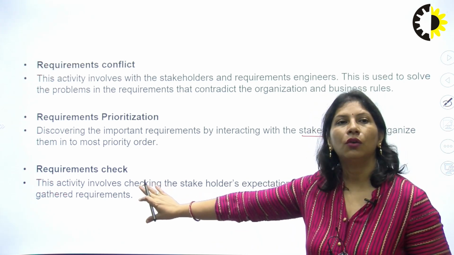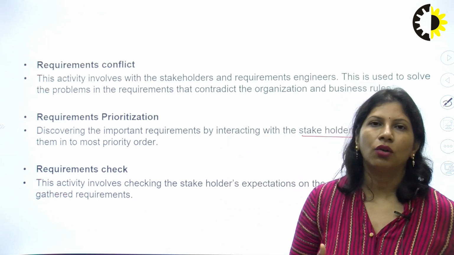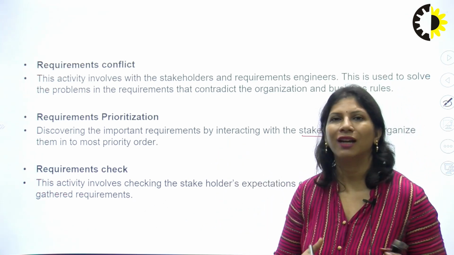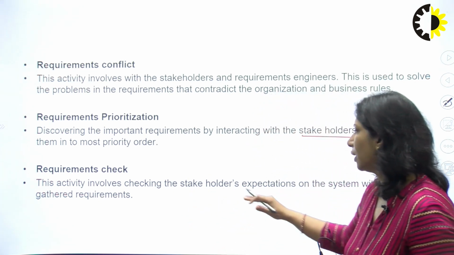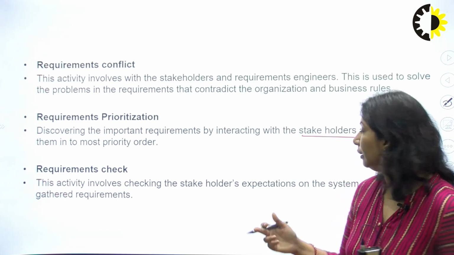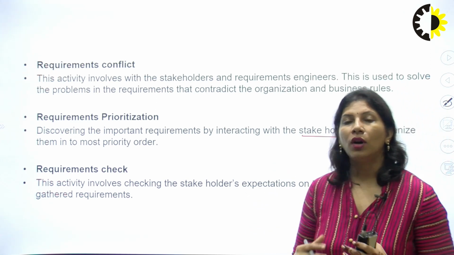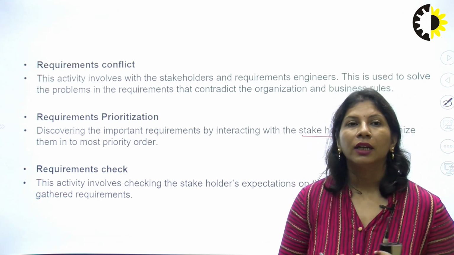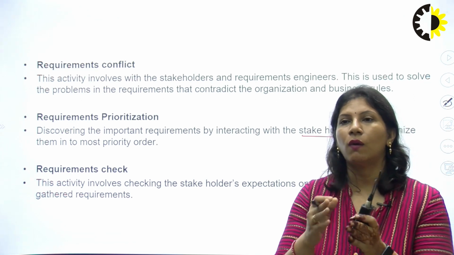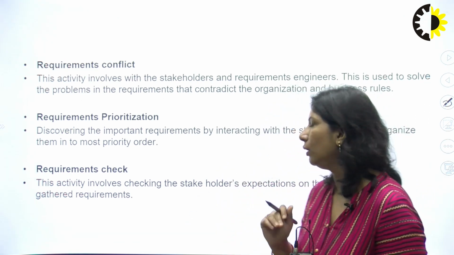Then finally we go for the requirement check, where the person or the authority doing the requirement check should have the background knowledge. This activity involves checking the stakeholders' expectation of the system against the gathered requirements. Whatever we have gathered should be checked whether these requirements are meeting the stakeholders' expectations or not.